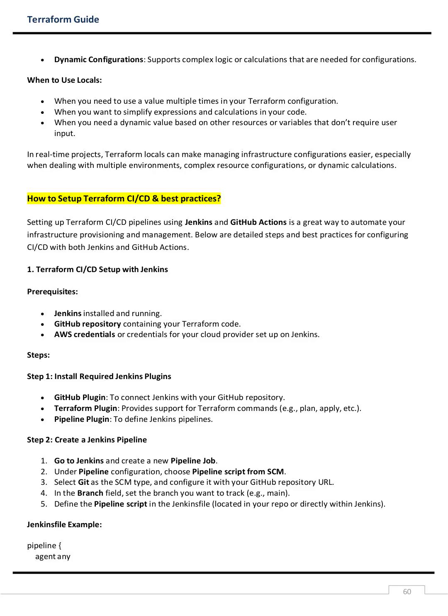When to use locals. When you need to use a value multiple times in your Terraform configuration. When you want to simplify expressions and calculations in your code. When you need a dynamic value based on other resources or variables that don't require user input. In real-time projects, Terraform locals can make managing infrastructure configurations easier, especially when dealing with multiple environments, complex resource configurations, or dynamic calculations.